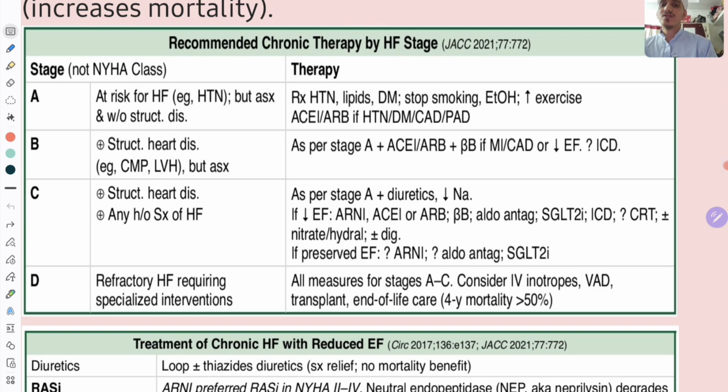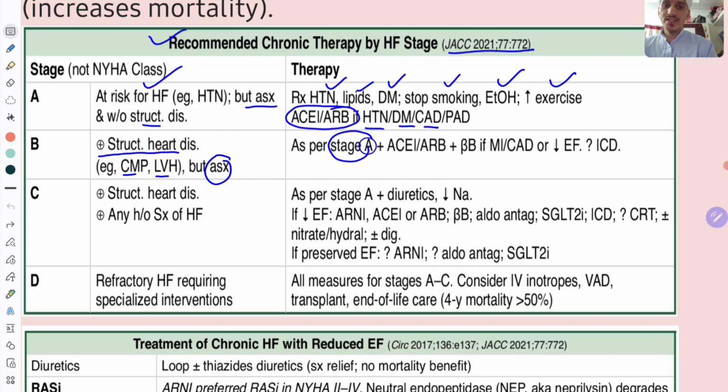Okay. So this is the recommended chronic therapy by stage of heart failure. At risk for heart failure, for example, but the patient is asymptomatic with no structural disease, treat the risk factors like hypertension, lipids, diabetes mellitus, stop smoking, stop alcohol consumption, increase the exercise. Okay, and if you are finding any hypertension or diabetes, coronary artery disease, you should start ACE inhibitor or ARB. Now they have developed some structural heart disease like cardiomyopathy or LVH, but still they are asymptomatic. Then you should give, in stage B, nothing but ACE inhibitor or ARB. Along with that, beta blocker you should add if they have MI or CAD.